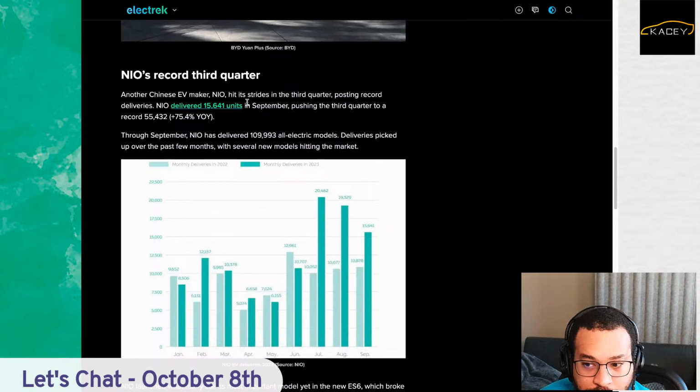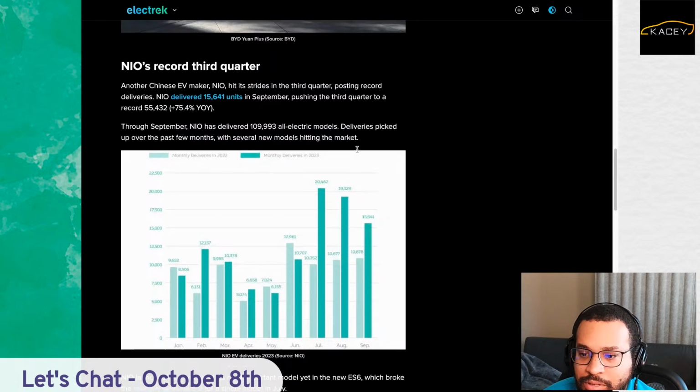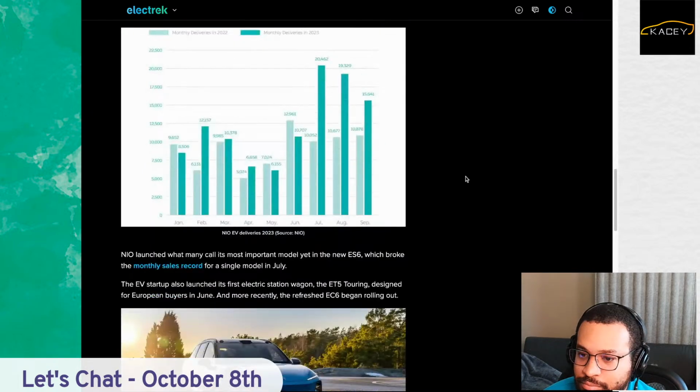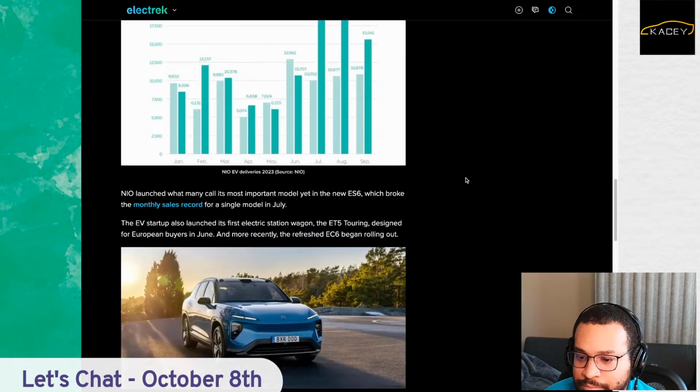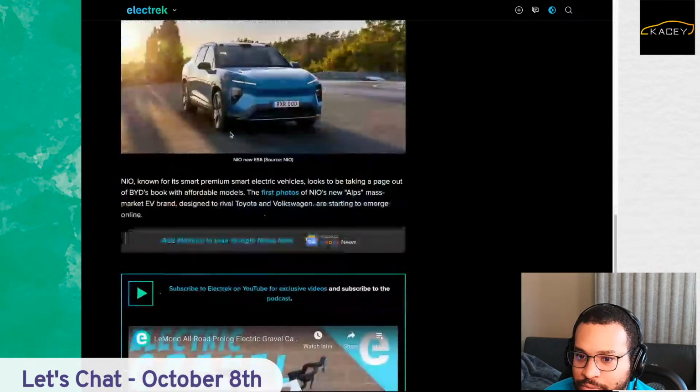NIO in the third quarter posted deliveries of 15,641 units in September, pushing the third quarter to a record 55,432, which is up 75.4% year over year. Through September, NIO has delivered 109,933 all-electric models. Deliveries picked up over the last few months, with several new models hitting the market. Congrats to NIO and BYD. Moving on, we got a lot more of this to talk about.